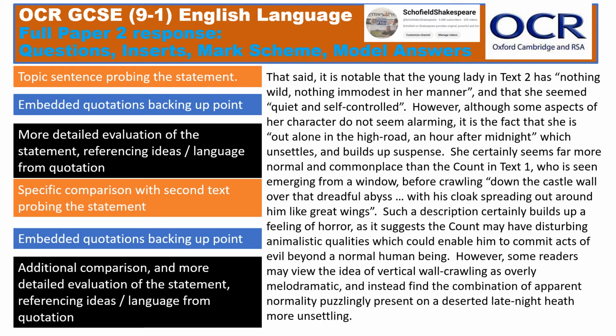Note the overall general structure of each paragraph. First, a topic sentence probing the statements. Then a carefully chosen embedded quotation backing up the points. Then the evaluation, referencing ideas and language from the quotation. That is enough on one single text, so you then need to shift and make a comparative point about the second text, which probes the statement. This needs to be backed up with an embedded quotation before the paragraph ends with further comparative evaluation.